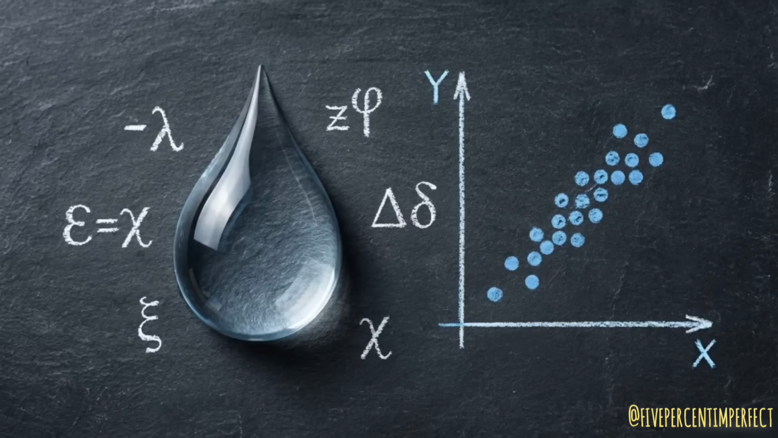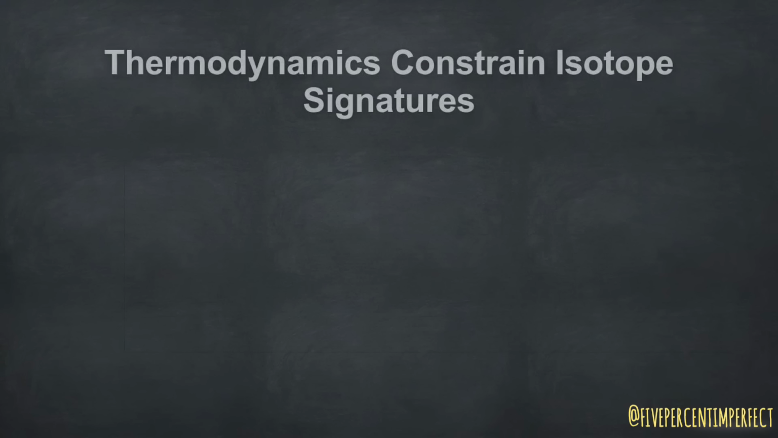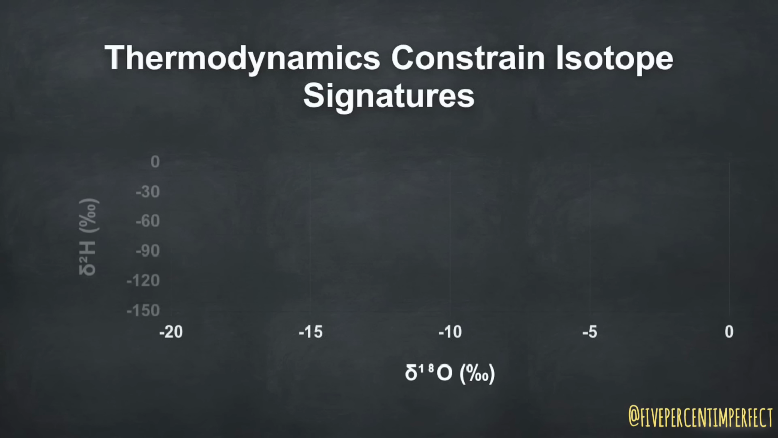By plotting the ratio of heavy isotopes on this specific graph, hydrologists can look at a single water sample and instantly differentiate fresh seasonal rain from ancient groundwater or evaporated surface runoff. This chart is our primary diagnostic tool. On the x-axis, we plot the ratio of heavy oxygen, delta O18. On the y-axis, we plot heavy hydrogen, delta H2.